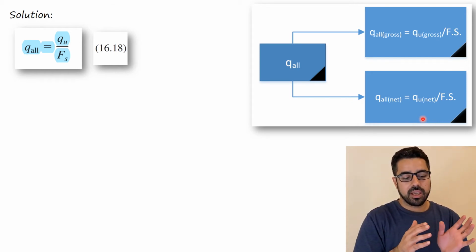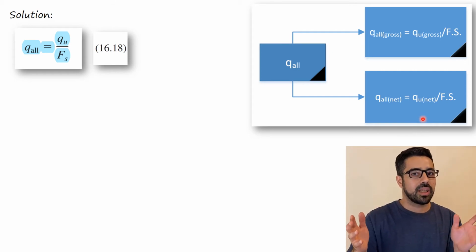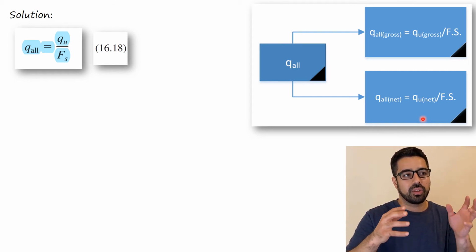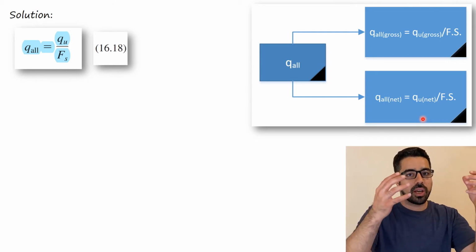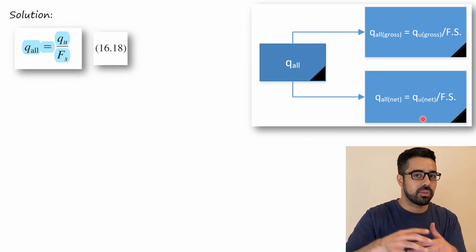So when you say Q ultimate gross, which is the ultimate bearing capacity, that means we're trying to include the load that comes from the column, the load that comes from the weight of the footing, plus the pressure or the weight that comes from the soil.